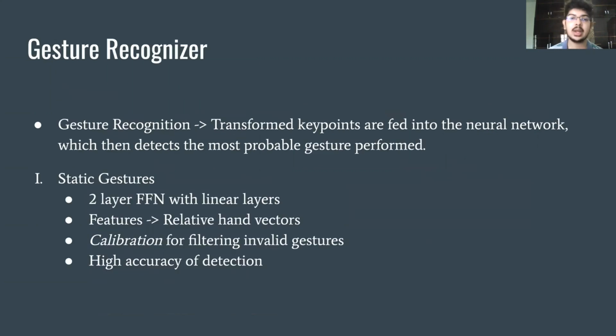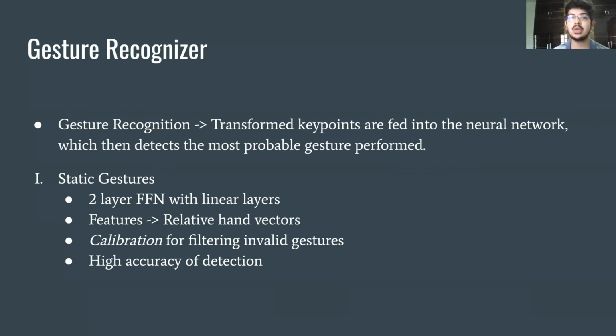Okay, now we're at the gesture recognizer. These transformed key points are fed into the neural networks, which then detect the most probable gesture that has been performed. For static gestures, we have a simple two-layer feed-forward network with linear layers. The features are the relative hand vectors, which I discussed in the previous component. One problem we face here is filtering invalid gestures. The network detects gestures at every single moment in time, but obviously we're not performing a gesture at every single moment in time. And we need a way to filter out these invalid gestures.